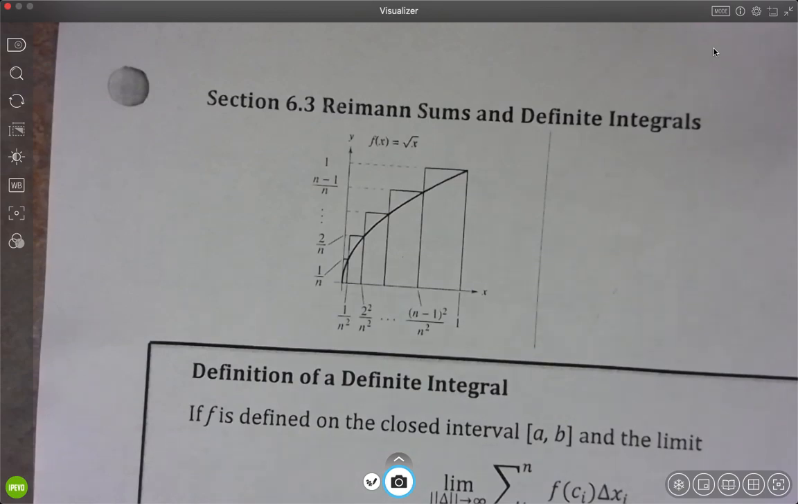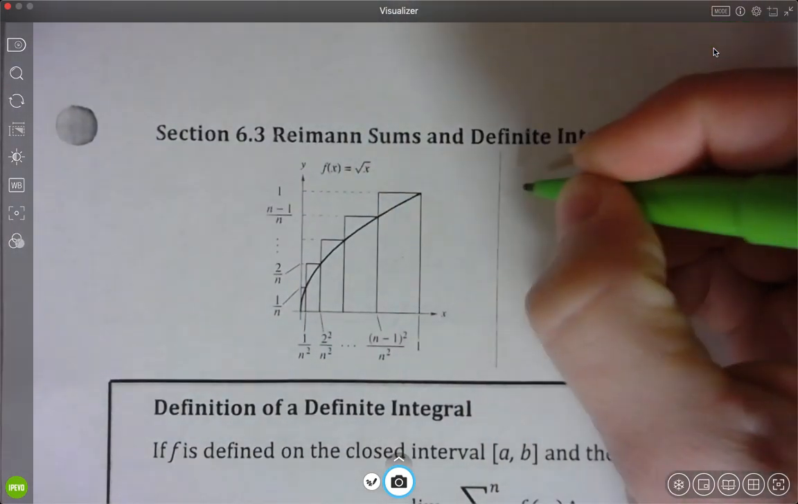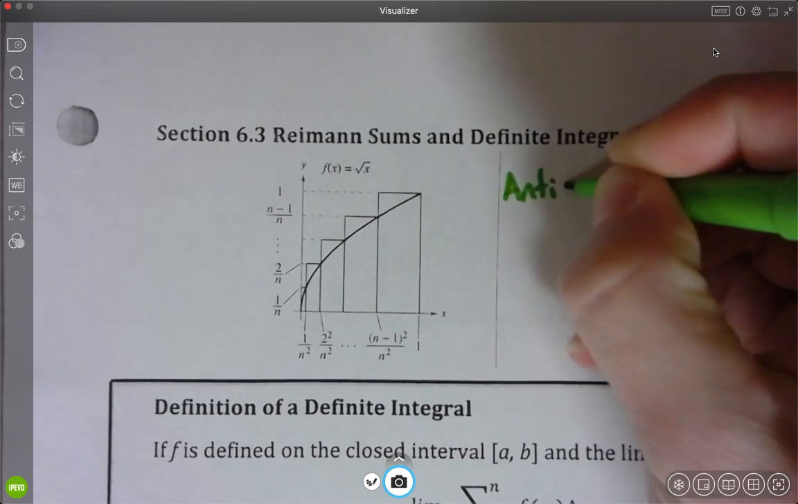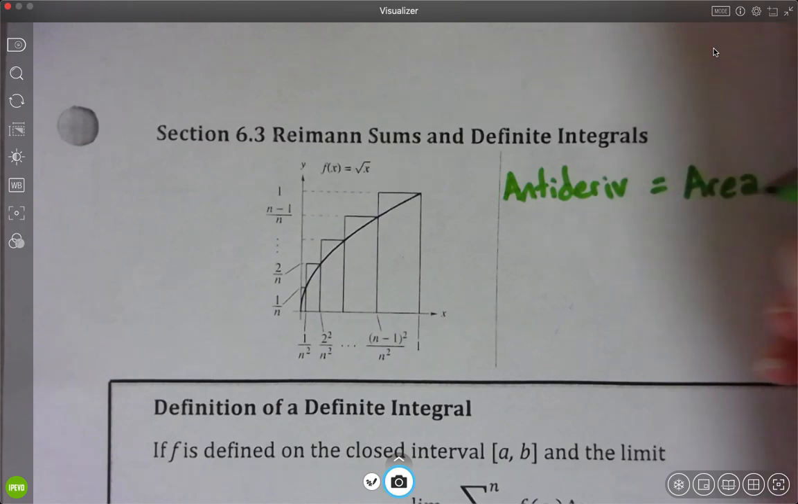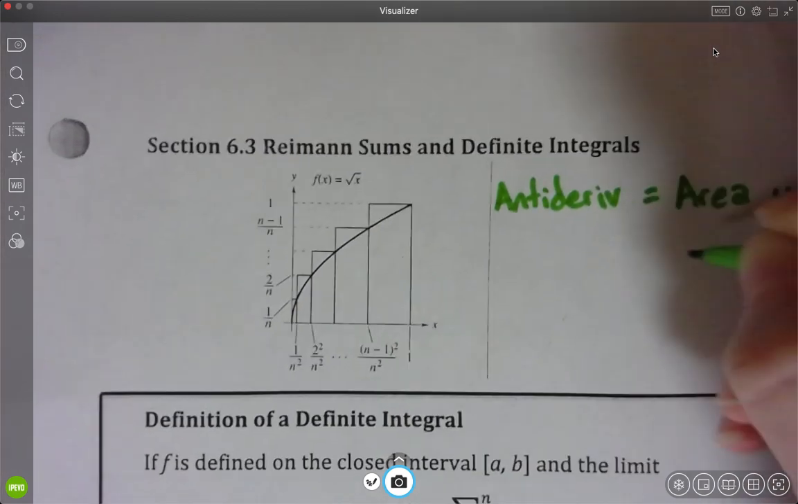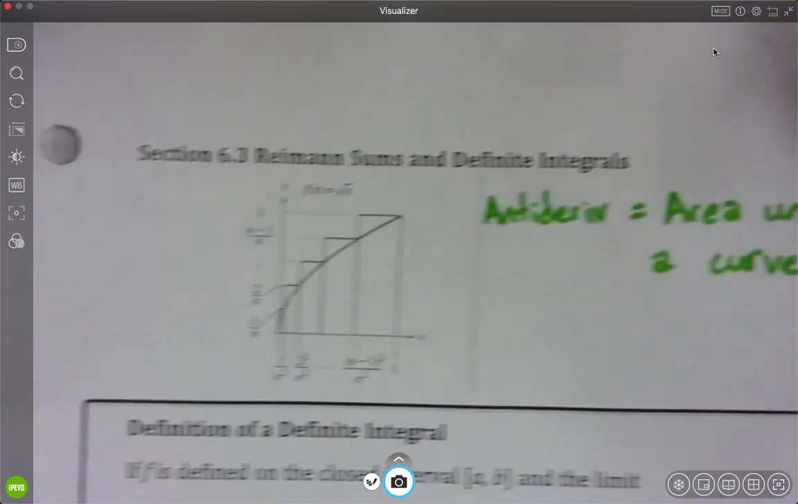So section 6.3 just kind of introduces you to the concept of 6.1 and 6.2 combined together and how they are related to each other. So antiderivatives is what we've kind of been working on. What an antiderivative does is it will find the area under a curve for a particular function, okay?